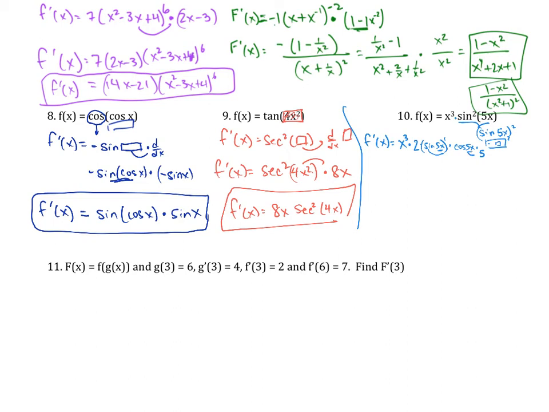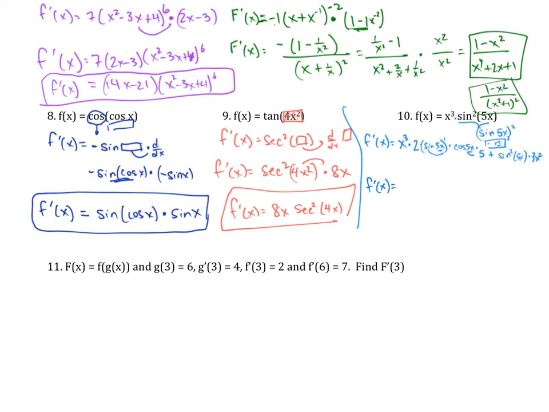Right there. So that was first times derivative of the second, plus the second, which is this sine squared 5x, times derivative of the first. Well, that one's easy. That's just 3x squared. Alright, so I kind of ran out of room there, but I will do another one for you just like that in a second, just to hammer the point home here.